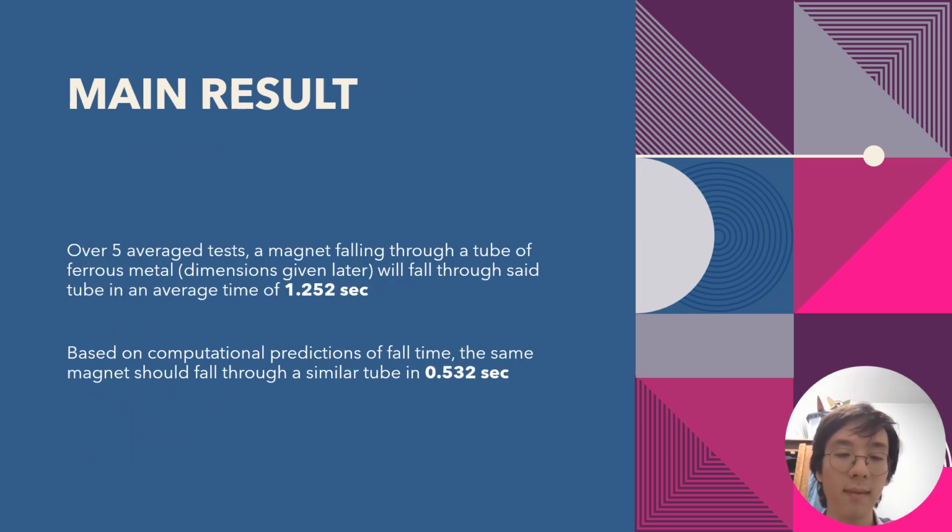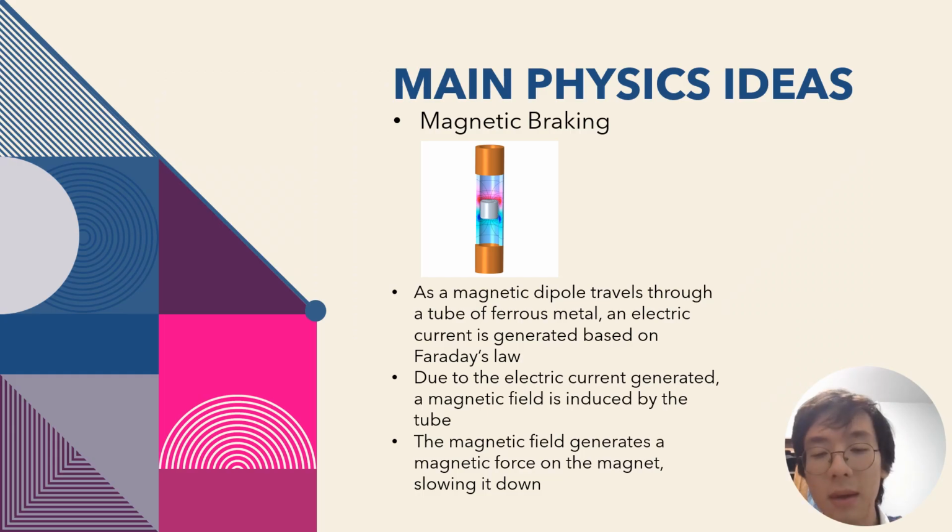So the main result of this lab was that over 5 average tests, a magnet falling through a tube of ferrous metal will fall through the tube in a time of about 1.2 seconds. Based on computational predictions, the same magnet should fall through a similar tube in about half of a second. So the main physics idea that we're using the application of Faraday's law for is magnetic braking.